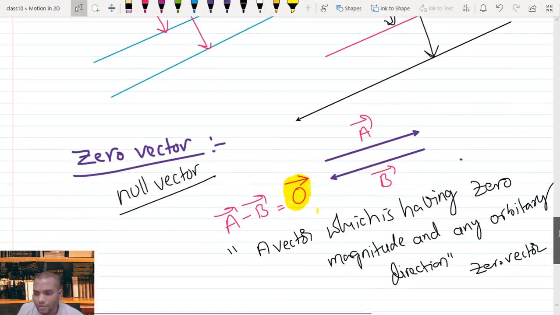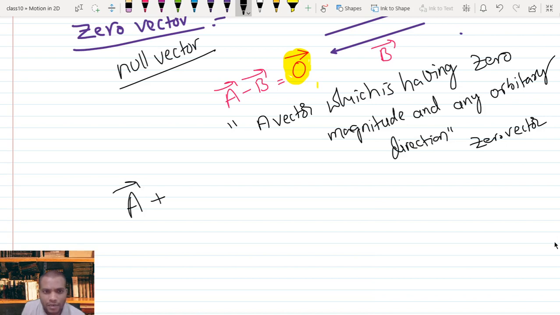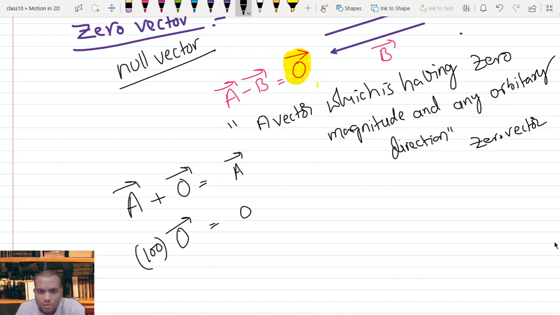Not only that, you can face one more situation. Since a bar is a vector, and we learned that 0 bar is also a vector, if we add a vector to a zero vector, what do we get? We get the same vector. So these are the properties of zero vectors. Or if we multiply a zero vector by a scalar, suppose 100, what result do we get? We get 0 bar. So the 0 bar magnitude does not change.